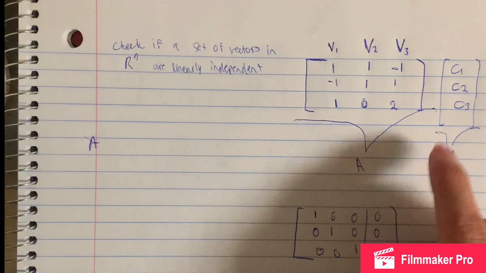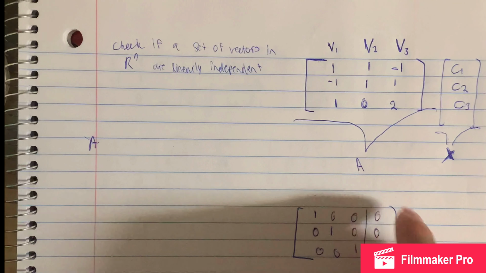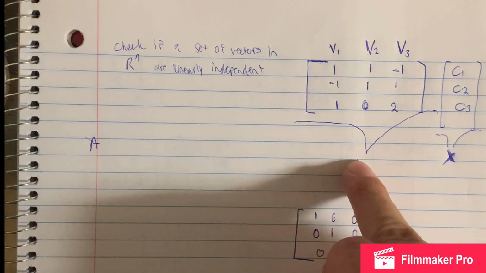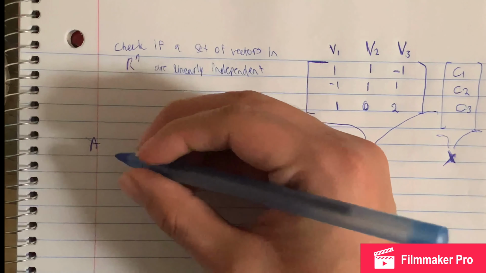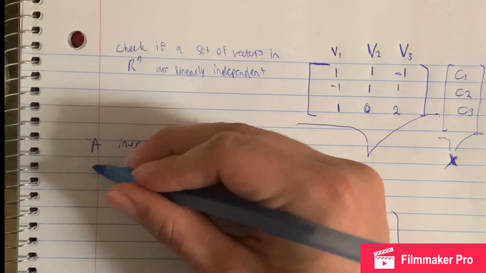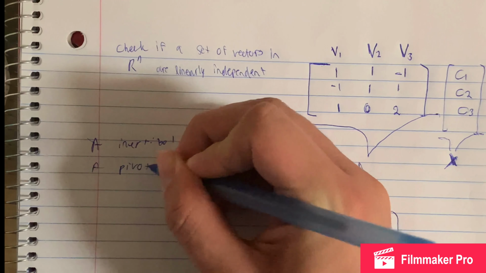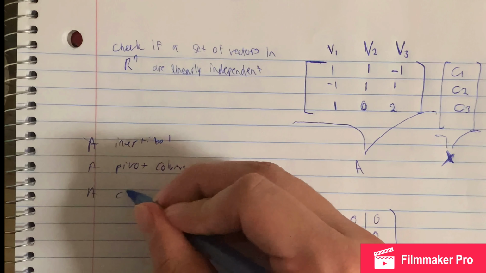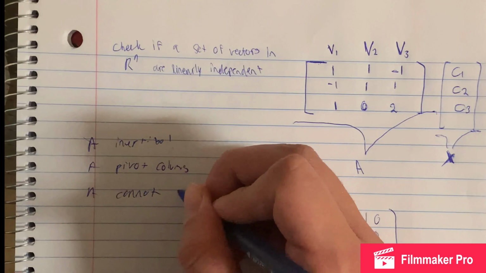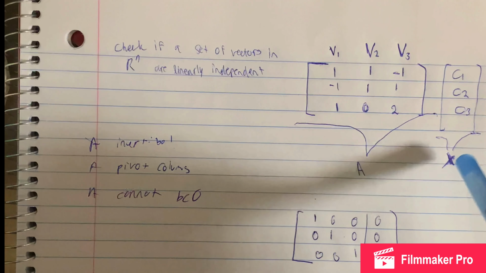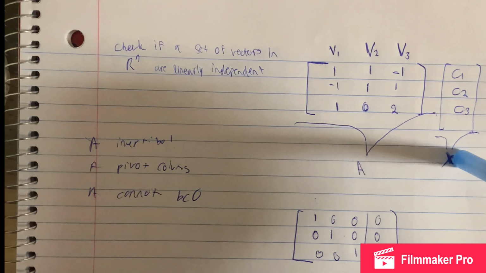The important thing to know to check if a set of vectors are linearly independent is that A is invertible, A has pivot columns, and A cannot be 0 because C1, C2, C3 are always going to be 0 because it is unique.